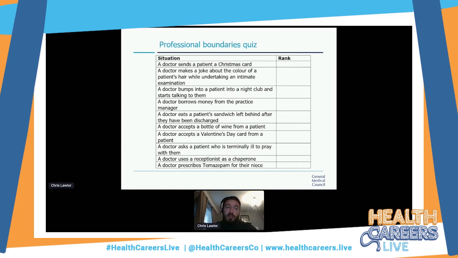The final point, so prescribing temazepam for their niece, that is something that you should not be doing. So you should not be treating friends and family unless it is an emergency situation. So the guidance is very clear that you shouldn't be treating friends and family. And the reason for that is because you need to be objective as doctors. And if you are treating people close to you, you are not going to be objective.